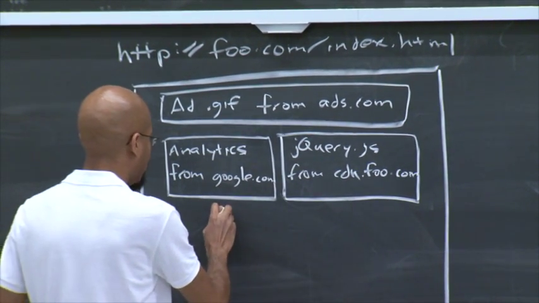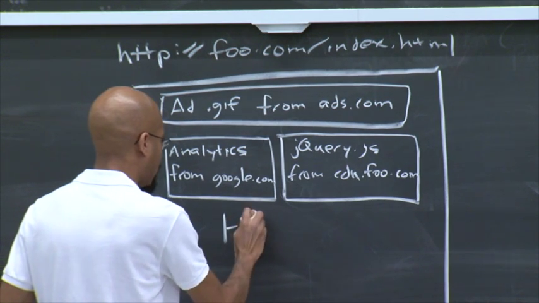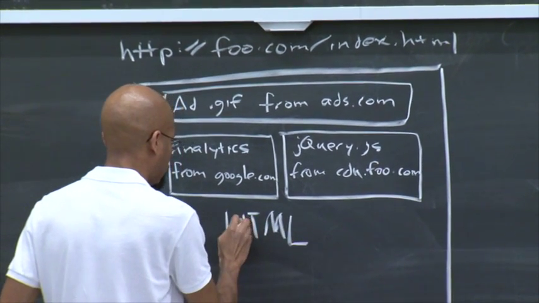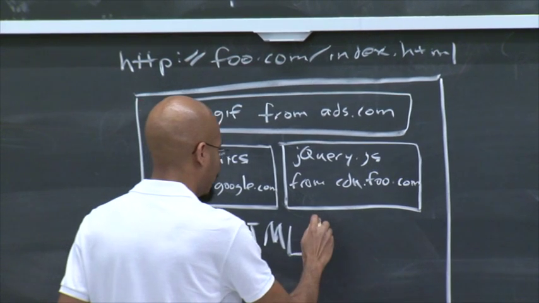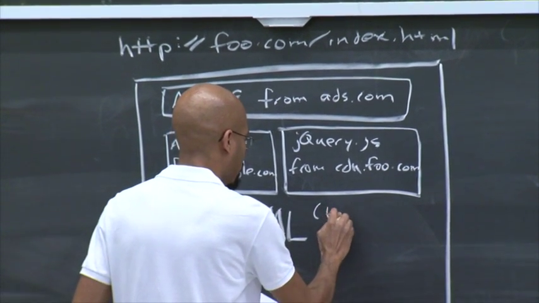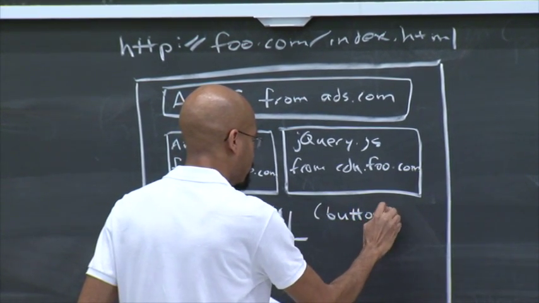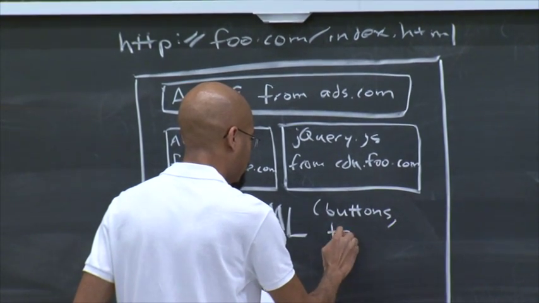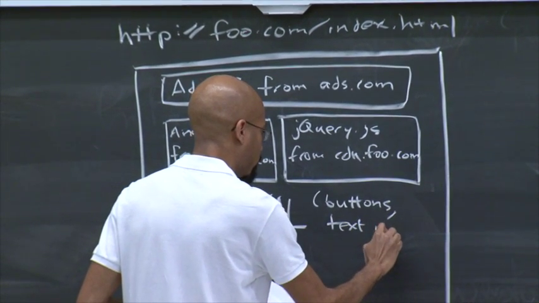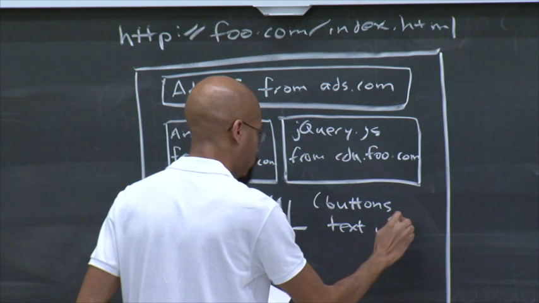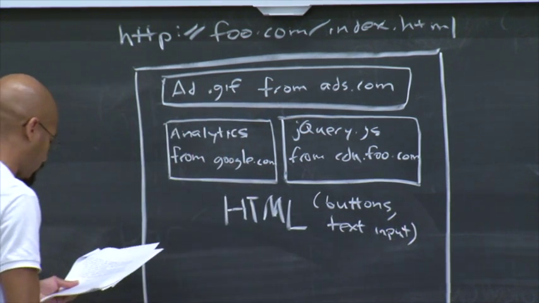And then in this page, you might see some HTML. And here's where you might see stuff like buttons for the user to click on, text input, and so on and so forth. Right, so that's just raw HTML on the page.